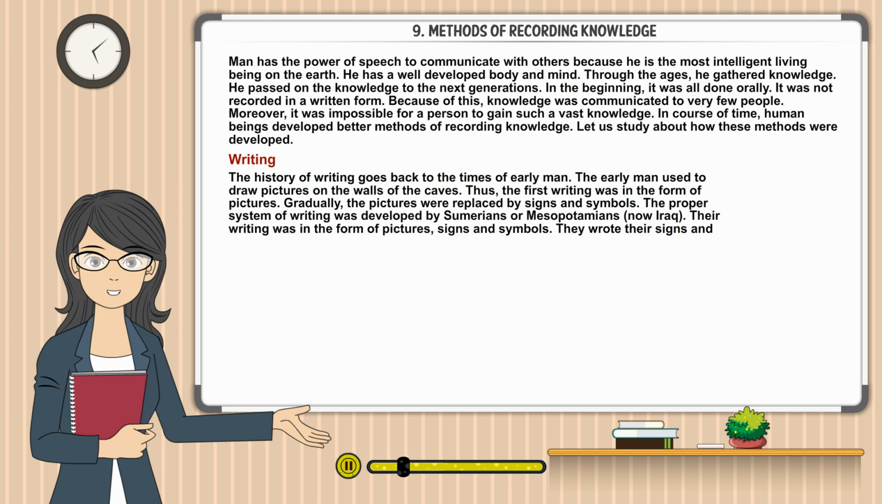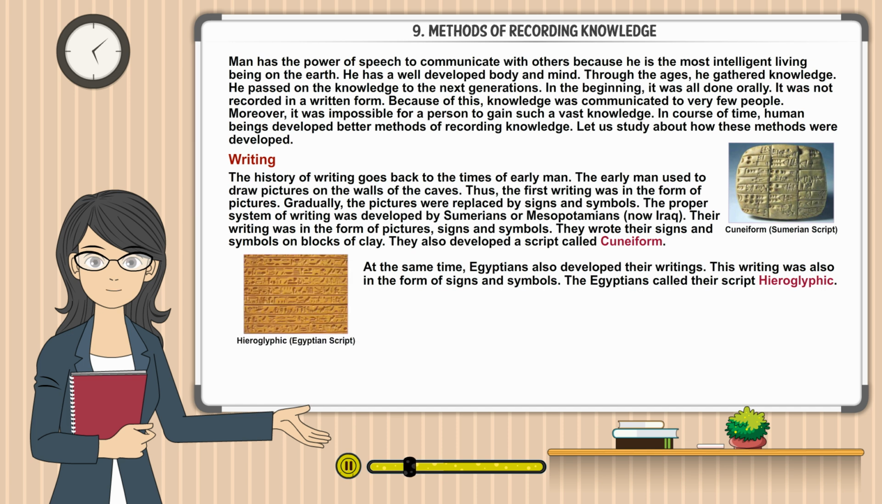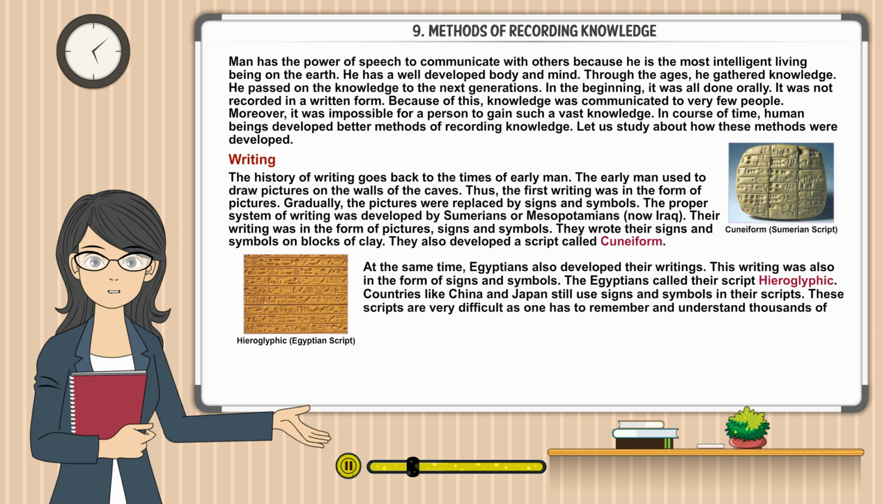They wrote their signs and symbols on blocks of clay. They also developed a script called cuneiform. At the same time, Egyptians also developed their writings. This writing was also in the form of signs and symbols. The Egyptians called their script hieroglyphic. Countries like China and Japan still use signs and symbols in their scripts. These scripts are very difficult as one has to remember and understand thousands of signs and symbols.